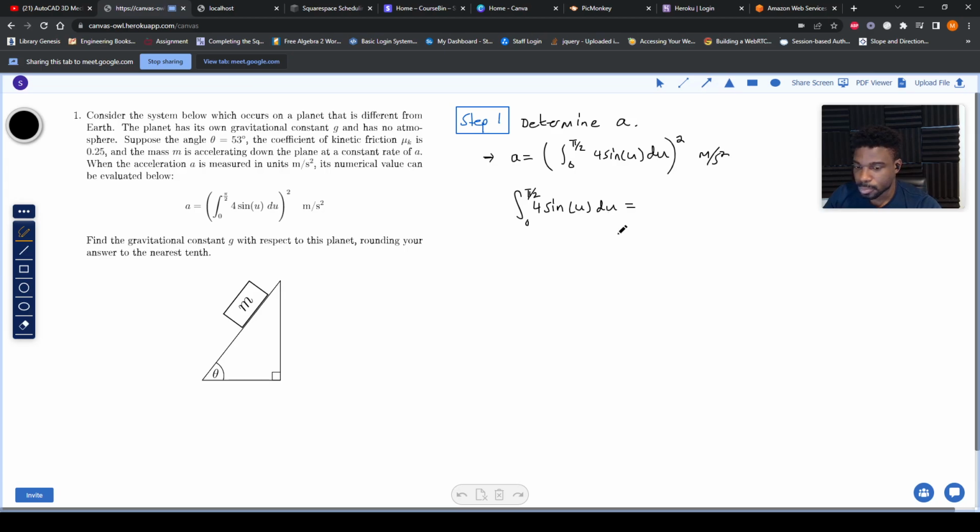First, you could take out the 4. The first sine of u is going to be 0. And then, wait, no. The integral of sine is negative cosine. Right. So we'll put negative 4 cosine. Yeah. And then we're evaluating this from 0 to pi over 2. Yeah.